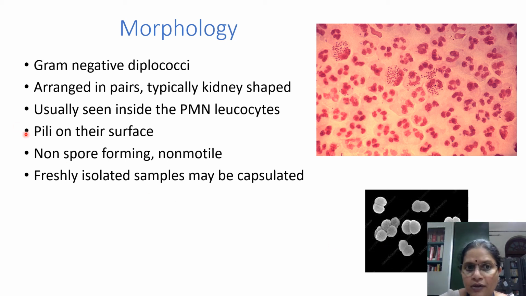And the third important morphological character we need to remember here is, while making a microscopic specimen and looking under the microscope, you will usually see these cocci inside the PMN leukocytes. What is meant by that? Polymorphonuclear leukocytes. By this time you must know what polymorphonuclear leukocytes are, because this is one of the very important immune cells present in our body. Your neutrophils basically are polymorphonuclear leukocytes. So these organisms are usually seen inside these neutrophils.